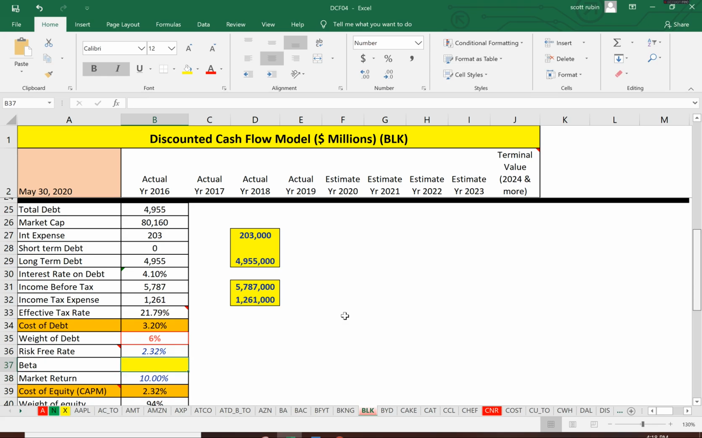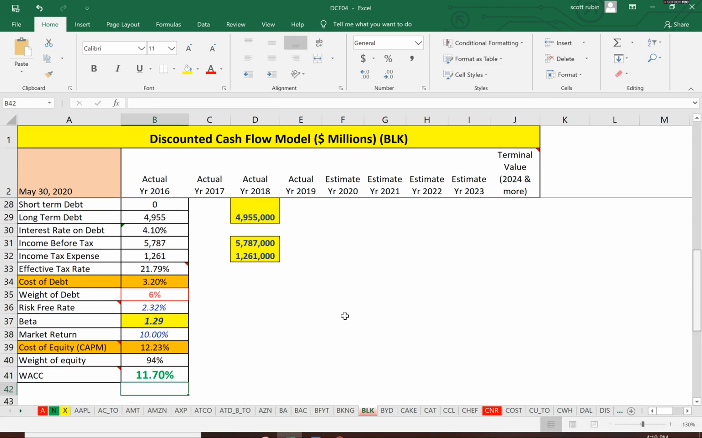That's the volatility of the stock, and we use the capital asset pricing model to come up with the cost of equity, and that's 12.23%. And as you can see, equity is more expensive than debt because equity sits lower in the capital structure of a company. In the event of a default, debt holders are paid before equity holders.